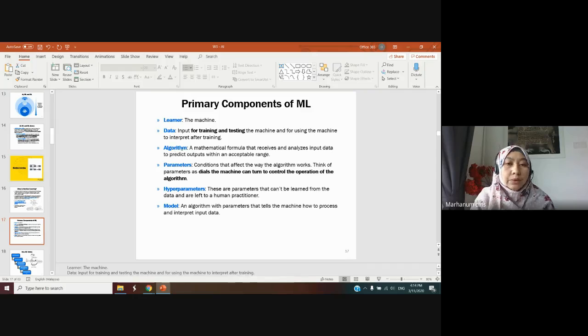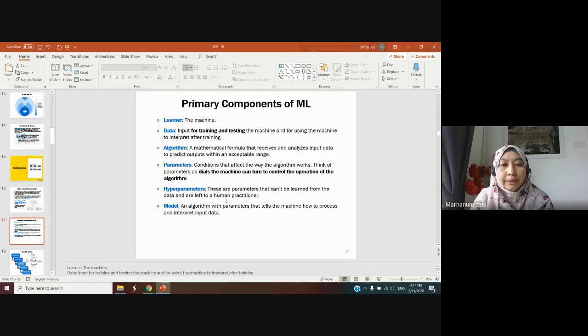And then the algorithm, a mathematical formula that receives and analyzes input data to predict outputs within an acceptable range. It is a mathematical formula. And then parameters, conditions that affect the way the algorithm works. Think of parameters as dials the machine can turn to control the operations of the algorithm. So basically the parameters are set by the programmer. The programmer will set the data, maybe years, or maybe we want to set it for a certain group of people. The conditions are specified by the programmer, how they want the algorithm to work.